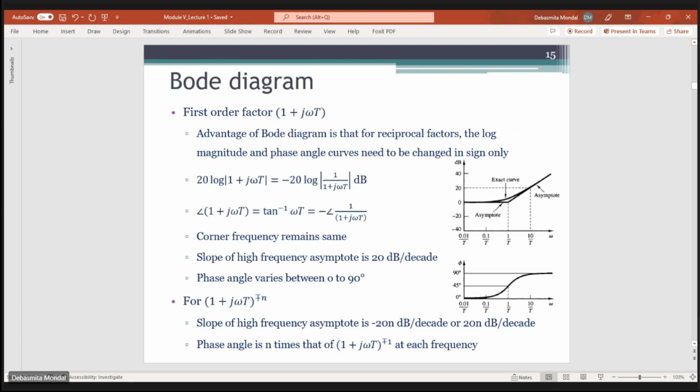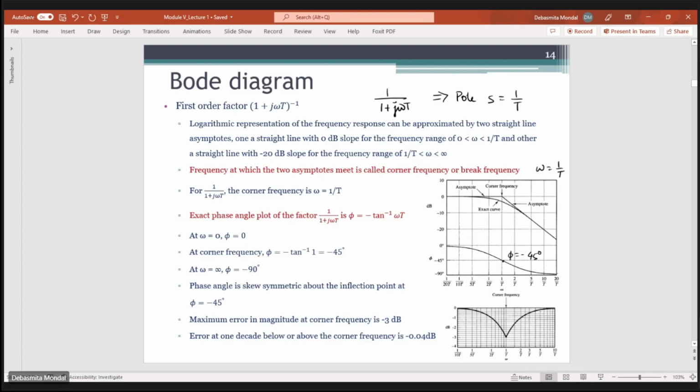Similarly, for the factor 1 plus j omega t also, you can find out the values and draw the Bode diagram. The advantage of the Bode diagram is that if you have reciprocal factors, the log magnitude and the phase angle simply change sign. So we don't have to calculate again for reciprocal factors. The Bode diagram of 1 plus j omega t, with the magnitude and the phase angles, will be just the reverse, or the minus sign, of the previous one.